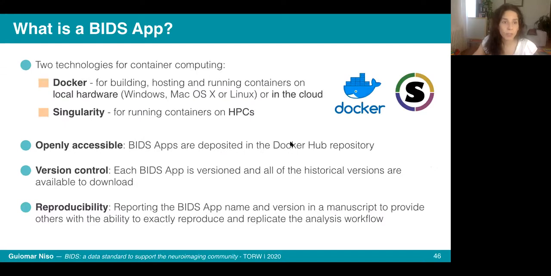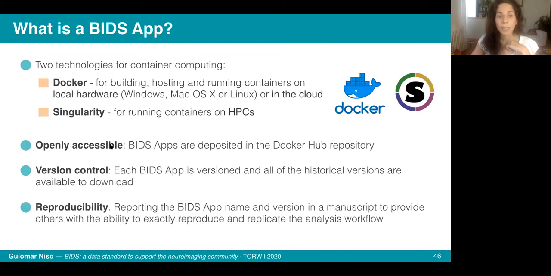So it's very useful. We used two technologies for container computing, which is Docker for building, hosting, and running containers on the local hardware like Windows, macOS, or Linux, or in the cloud, and Singularity for HPCs. So this is something really cool going forward, because here we forget about any software dependencies. We just create like a box and you put your pipeline inside, and because the input is in a standardized way, you can from there go into more automatic pipelines.